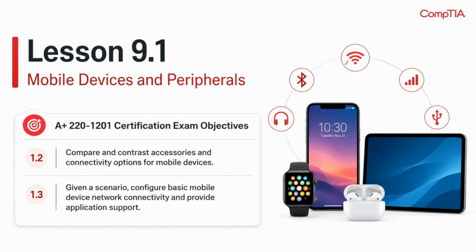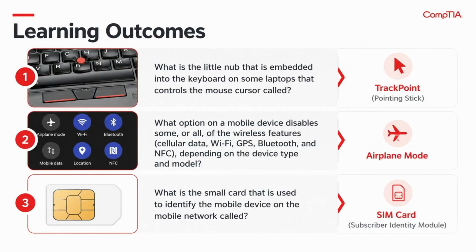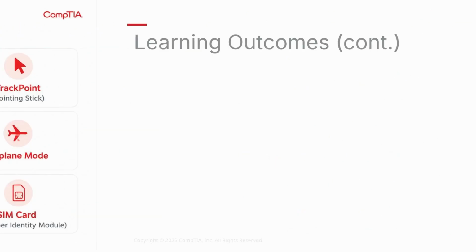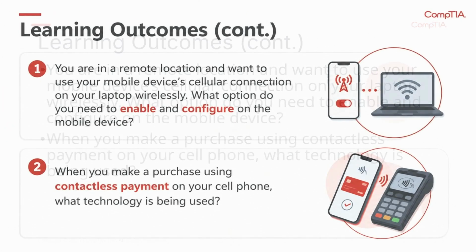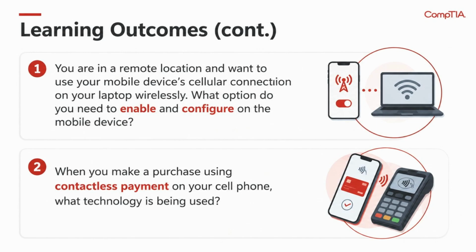In this lesson, we focus on mobile devices and peripherals. We will address Objective 1.2, which involves comparing mobile accessories and connectivity, and Objective 1.3, which covers configuring network connectivity and providing application support. In this section, we will learn about the TrackPoint pointing stick on laptop keyboards, how airplane mode manages wireless radios, and the function of the SIM card for mobile network identification. We will also look at how to enable mobile hotspots for sharing cellular data with a laptop and examine how NFC technology facilitates secure, contactless mobile payments.